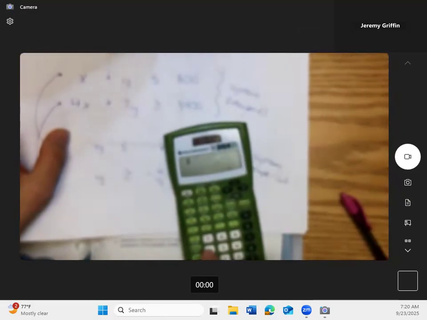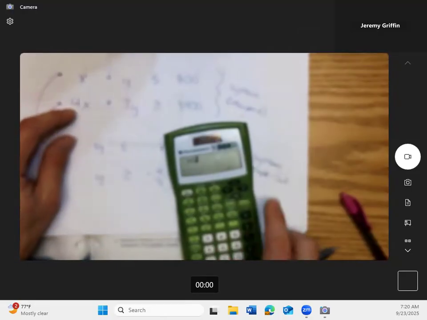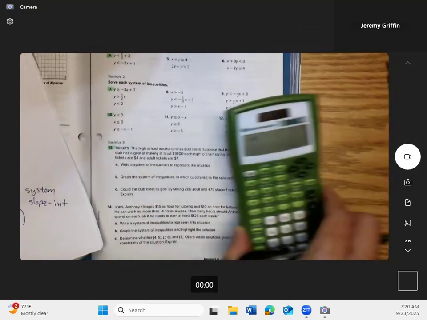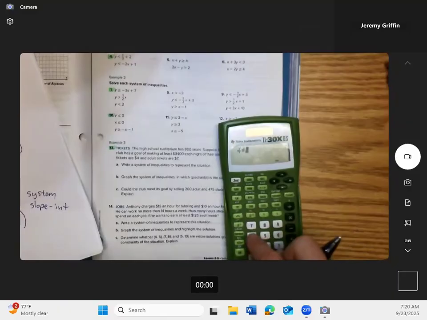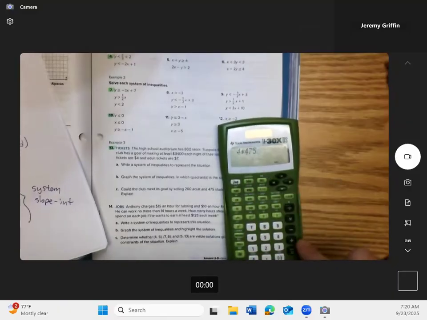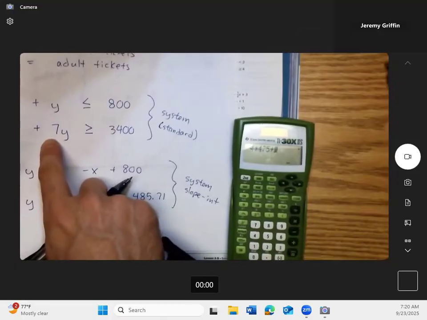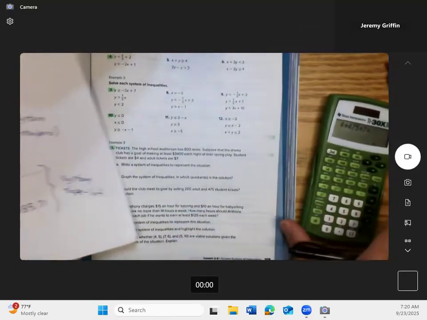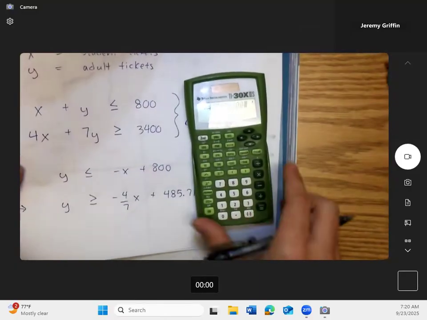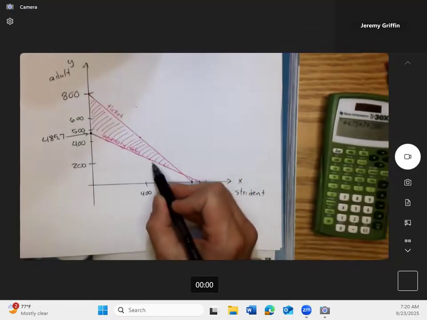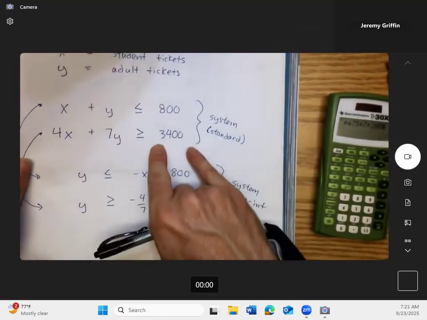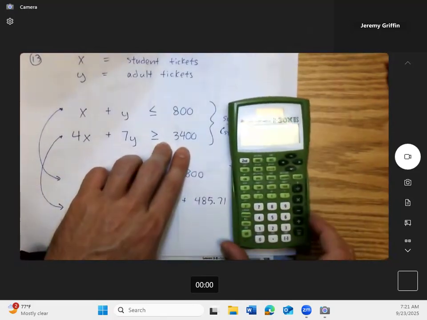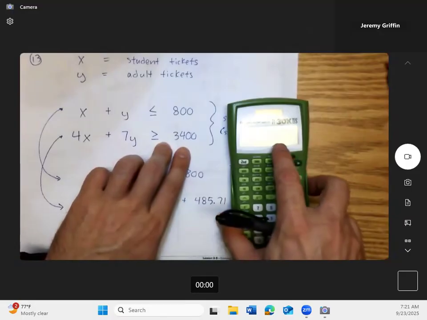So if they do 4 times the number of student tickets, since it's $4 each, 475 of this. So $4 a piece for 475 plus $7 per adult ticket. So 7 times 200 of those. Now, just eyeballing my graph, I was thinking it's going to be a little short of their profit goal, which was 3,400. They need their revenue to be $3,400. Is it? It is. It's just short.